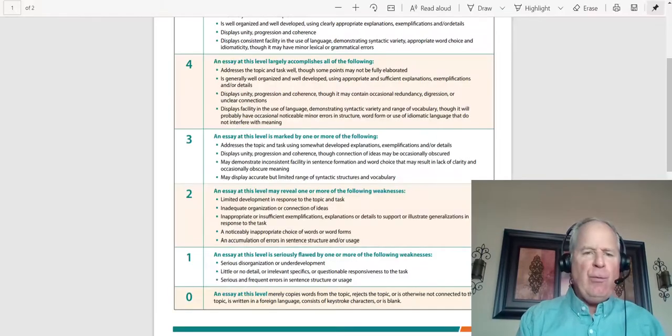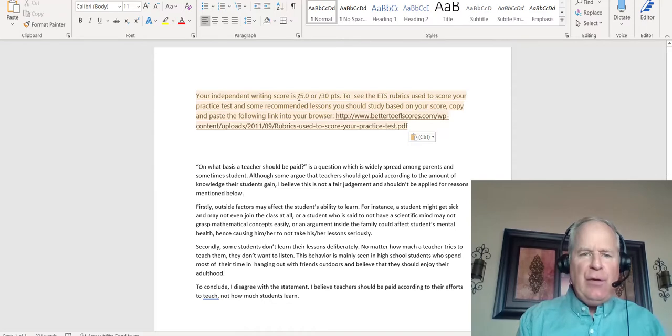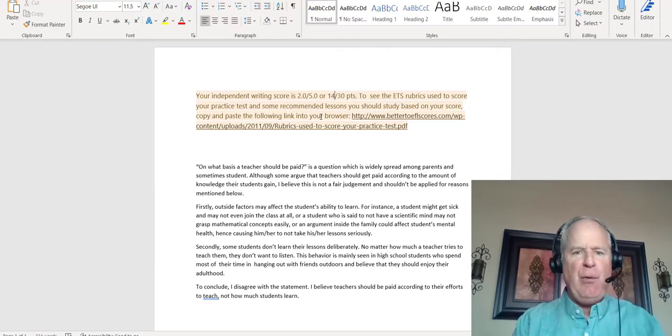So if I look at the rubrics, I'm going to put 2. Limited development in response to the topic or task. I think inappropriate or insufficient exemplifications, explanations, or details to support or illustrate generalizations in response to the task. So I think that's really the big issue. Both of these reasons here just simply don't have enough explanation. So I don't think you would do very well if you took the TOEFL test right now. I'm going to put you about 14 points out of 30.